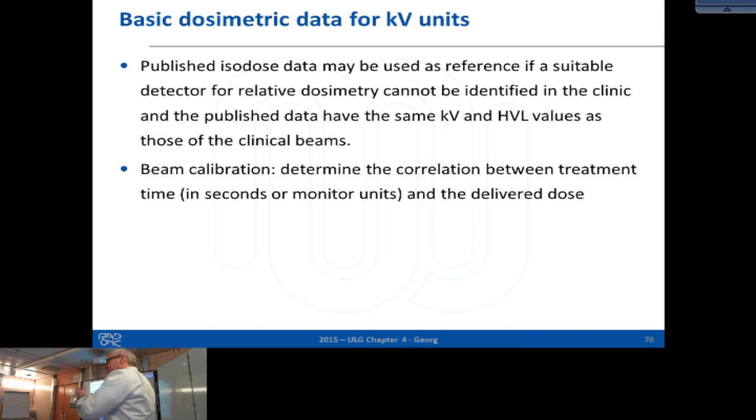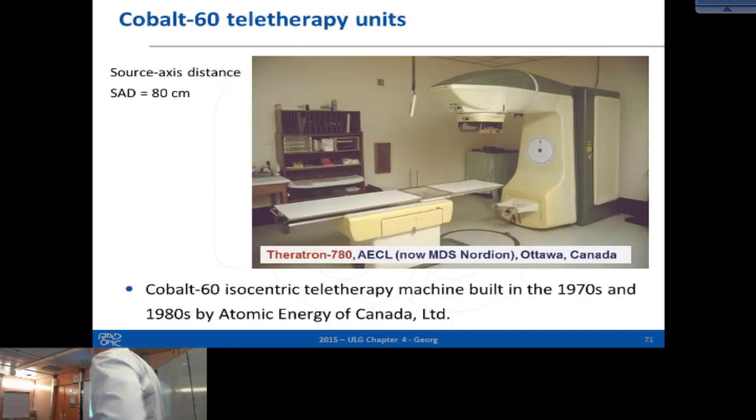And also in these standard books with reference data, all reference data are given as a function of beam quality specifier, which is the half value layer for kV units, quality index for high-energy photon beams, and R50 for electron beams. Without knowing these parameters for your beam, you cannot make the link to international standard reference books. That's why these beam quality specifiers are useful.